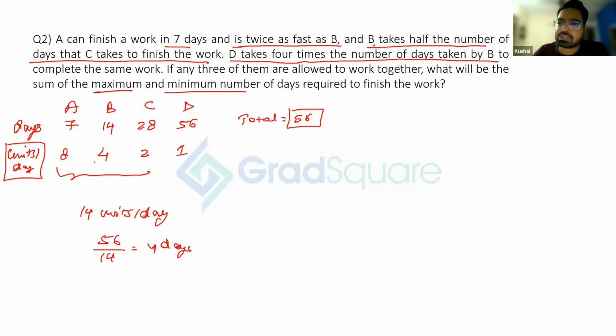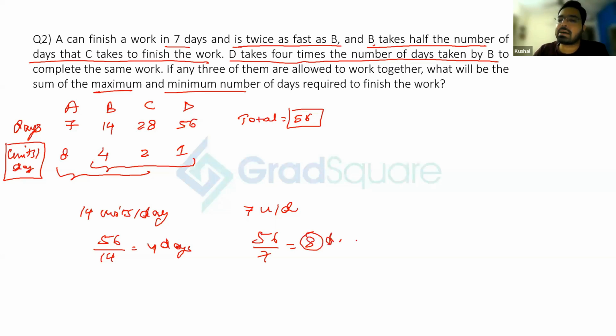What about the maximum possible number of days? You will have to pick the least efficient individuals, who are B, C, and D in this particular case. They are doing how many units per day? 7 units per day is what they are doing, right? So how many days will it take? 56 by 7, you are going to find 8 days.